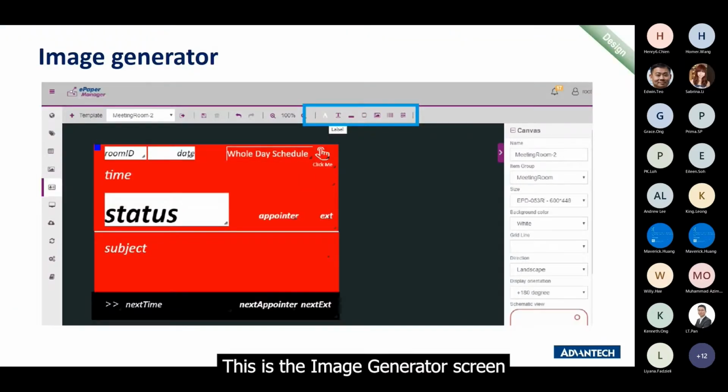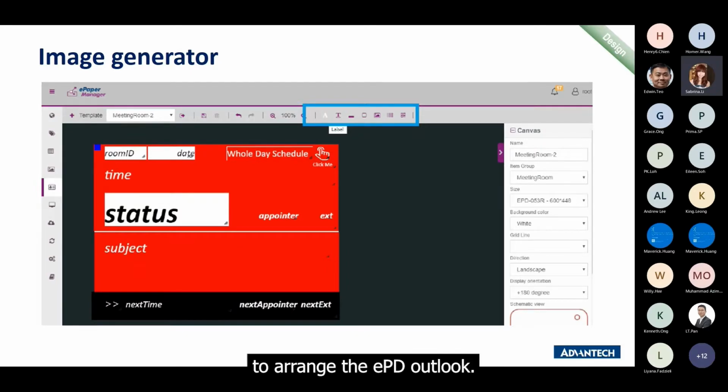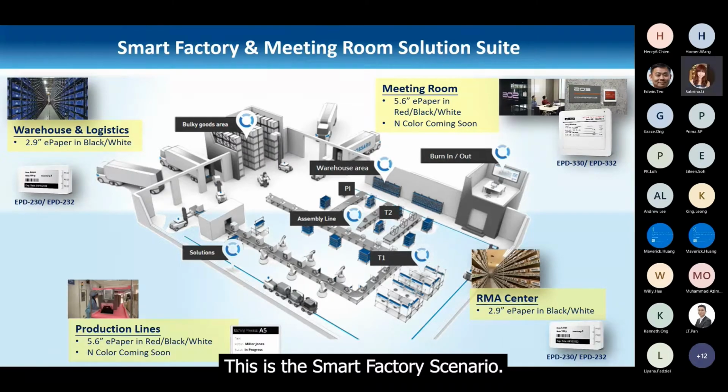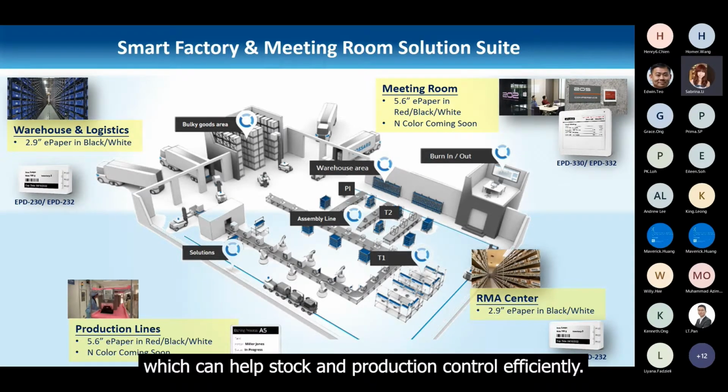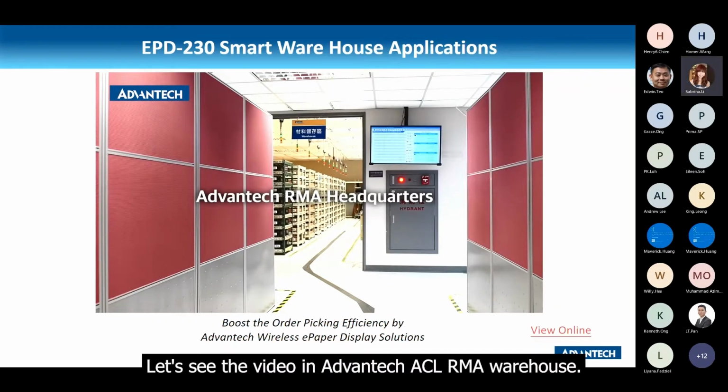This is the image generator screen, where we provide drag and drop image components to design an image. So customers don't need to worry about coding issues to arrange the EPD outlook. In fact, you can see Advantech is providing a complete and full-function solution for you to knock on the door of IoT. This is the smart factory scenario. I will introduce how EPD is applied in warehouse, production, and the production line, which can help control stock and production efficiently. Let's see the video in the Advantech ACL RMA warehouse.